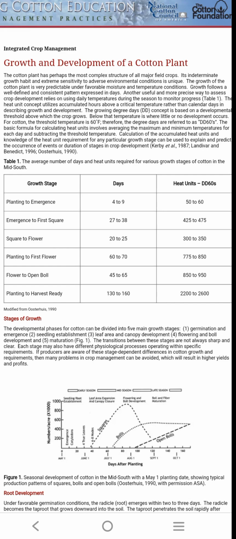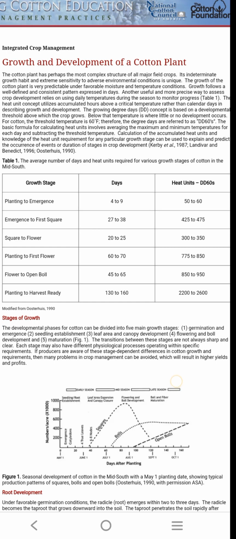In table number 1, the cotton crop is divided into 6 stages, from 4 days to 160 days, for an average cotton crop growth and development of any variety or hybrid. For example, planting to emergence requires 4 to 9 days. The minimum heat units is 50 to 60 Fahrenheit.